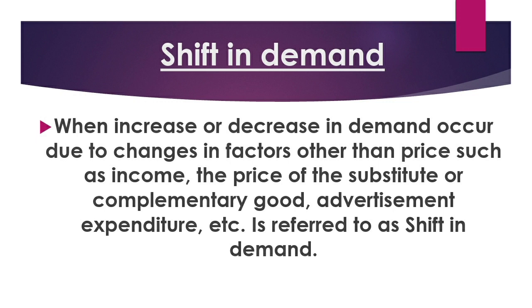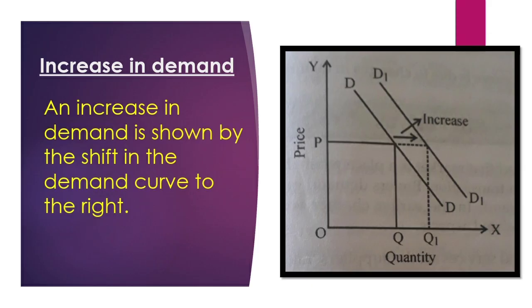In simple words, when there is a change in demand because of factors other than price, price is the same, but other factors are changing, like the income of the consumer, the advertisement that they have seen. These factors, when they affect the demand, the demand curve shifts, and therefore this leads to shift in the demand. Shift in the demand is also of two types. Let's first see increase in demand.